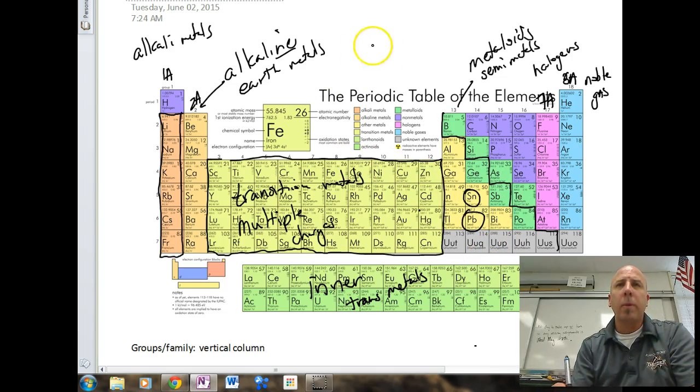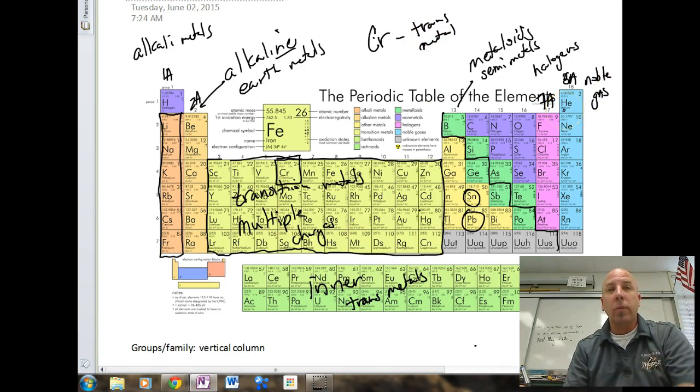So a test question might say something like, how would you categorize, let's say, chromium? And so you would find chromium right here on the periodic table, and you would say, okay, chromium is a transition metal. And so when we get into nomenclature and writing formulas, that is a tip-off that there might be multiple charges going on, or multiple oxidation states, as we call them.